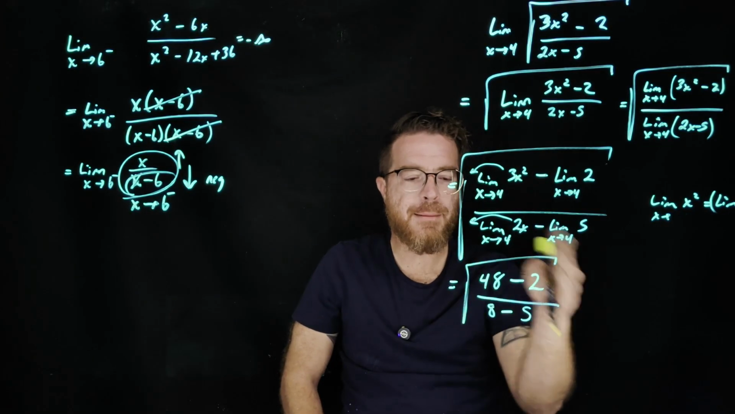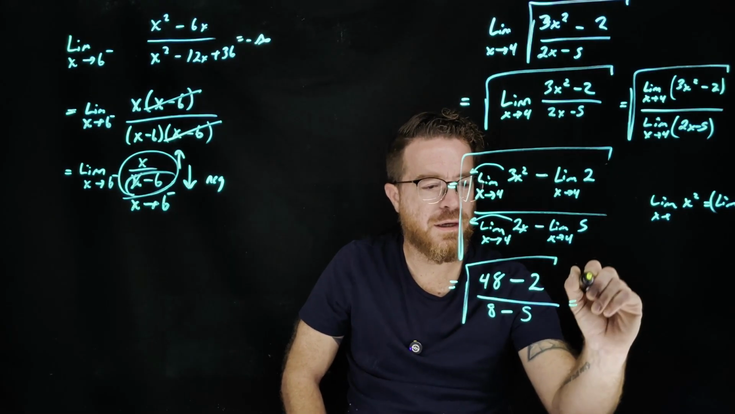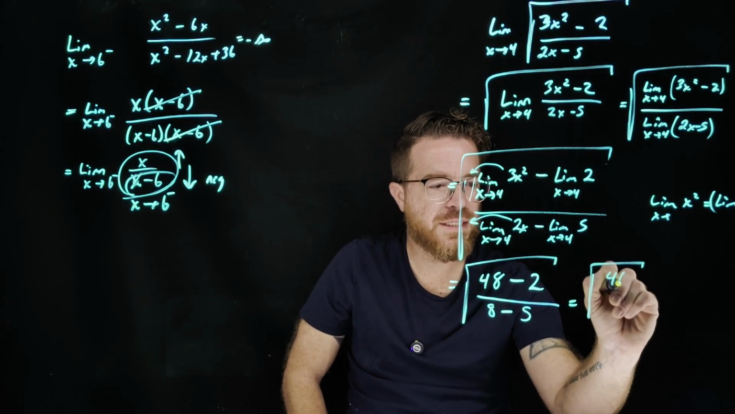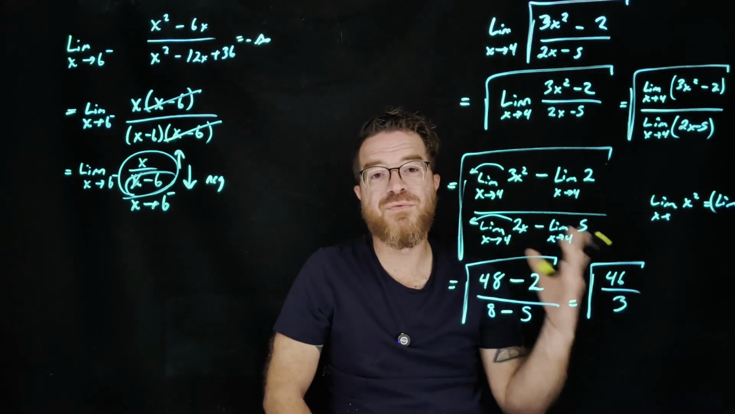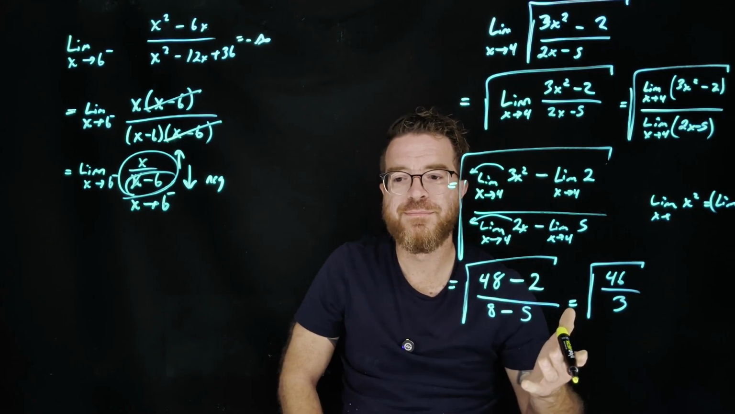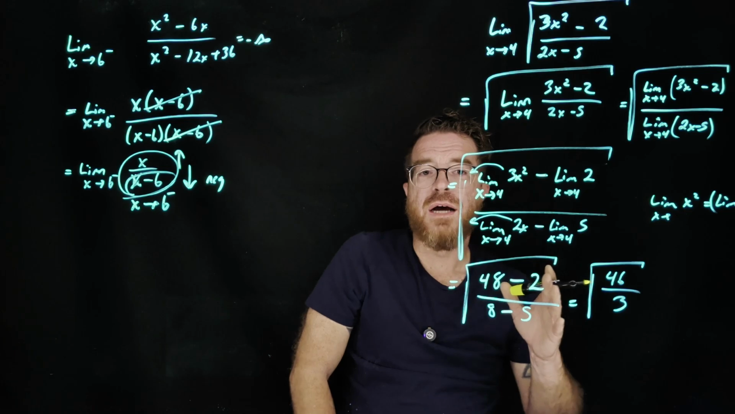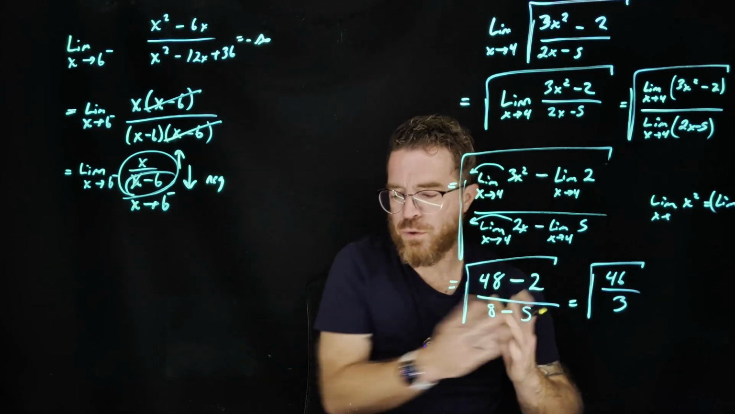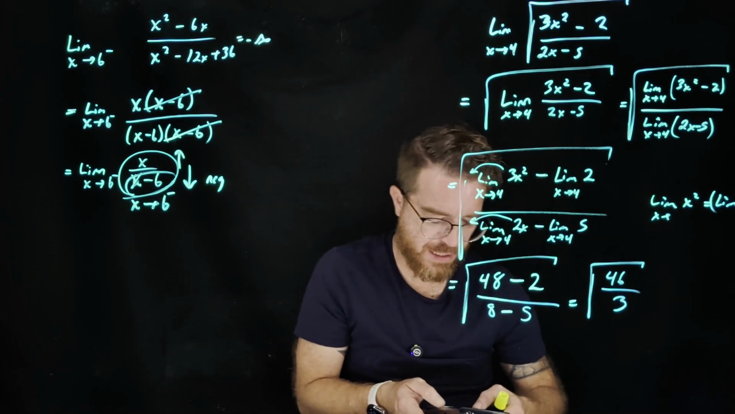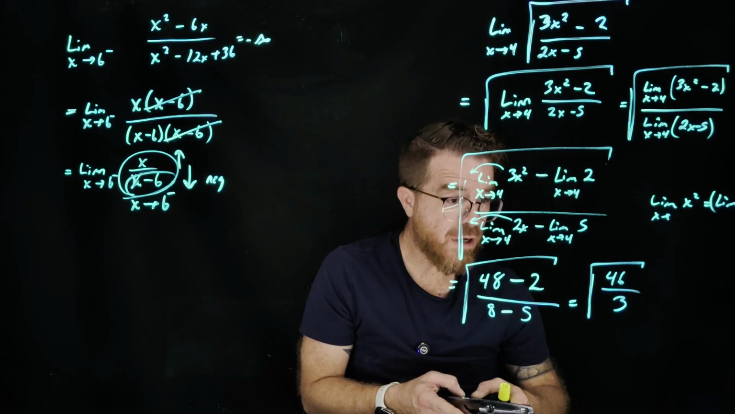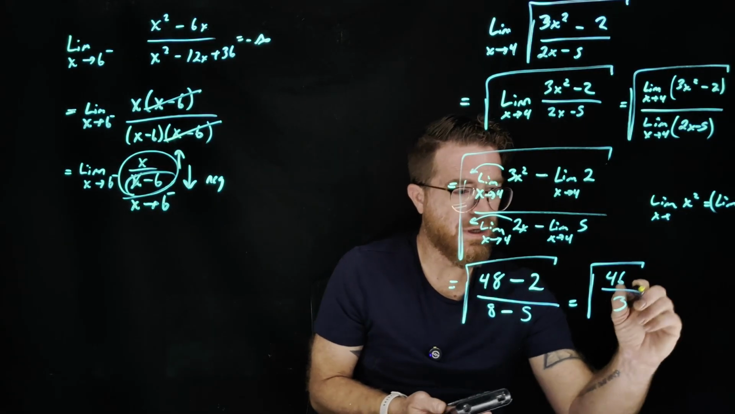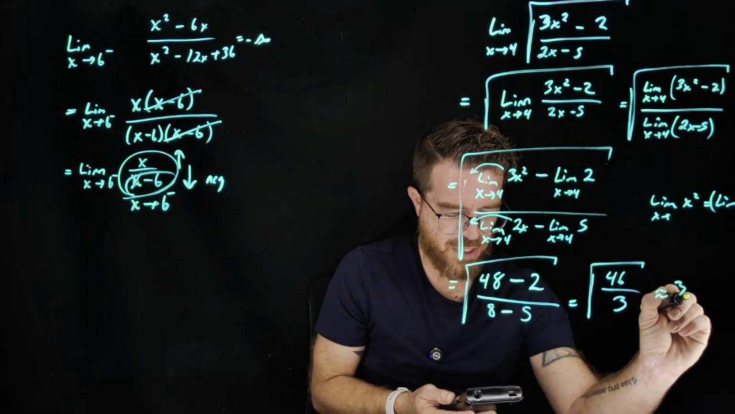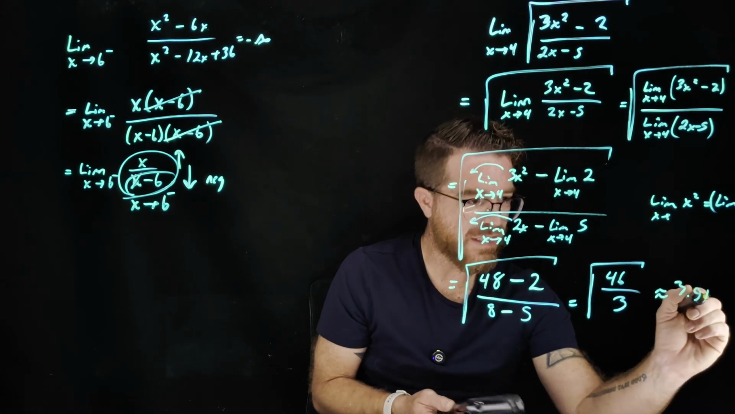So we have 48 minus 2, which is going to be the square root of 46. And then 8 minus 5 is 3. So we have the square root of 46 over 3. And this is using our limit laws to show how we got to this. And of course, if we wanted this as a decimal, this would be the square root of 46 divided by 3, which is equal to about 3.91, I'll just say 6.